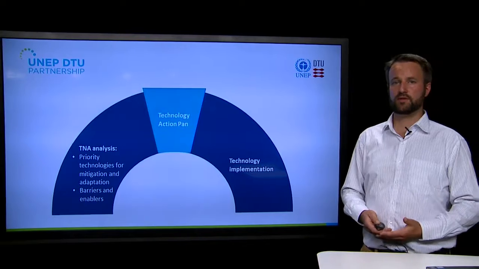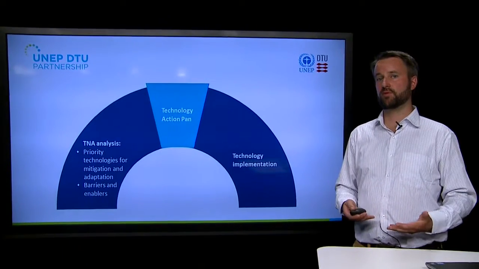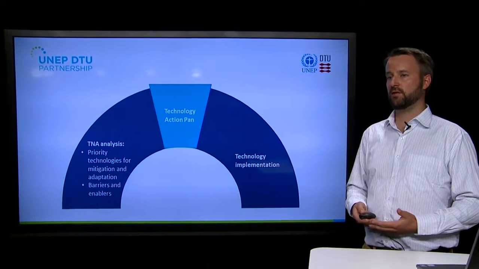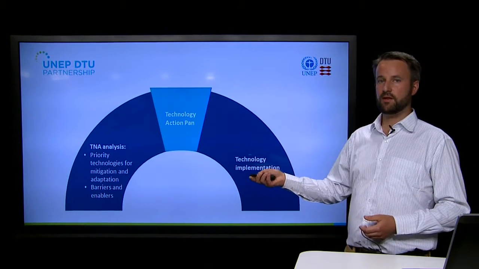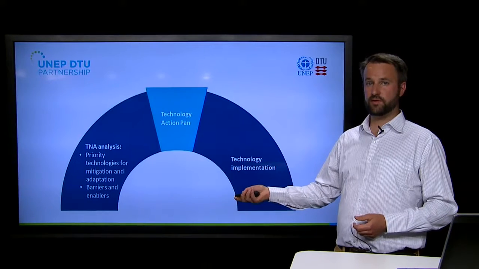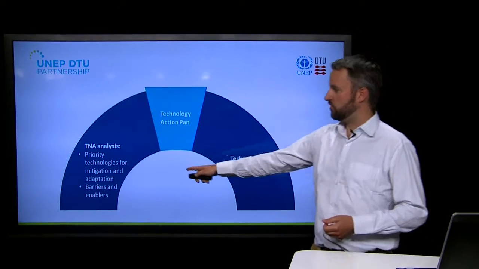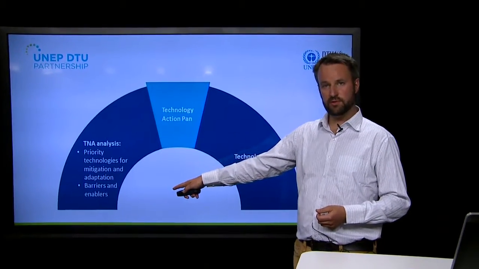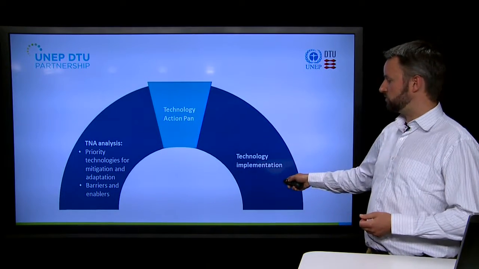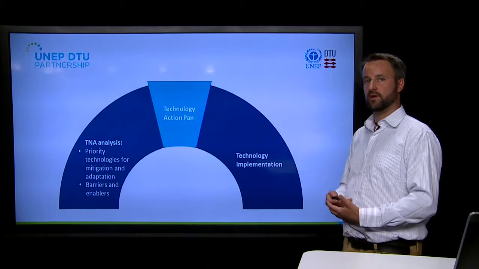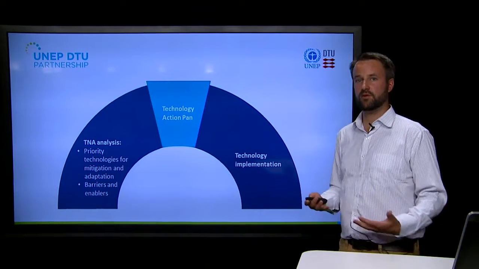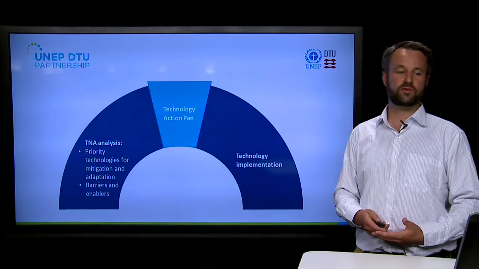Another way of visualizing the TAP within the whole project cycle, and in the bigger picture, is as a kind of keystone between the analysis that we've done previously in steps 1 and 2 on prioritization and the barriers and enablers for each technology, towards implementation, where we're going towards the scale-up, i.e. investment in technologies to diffuse these throughout the markets in the countries.